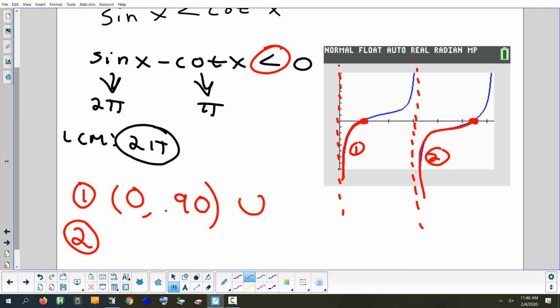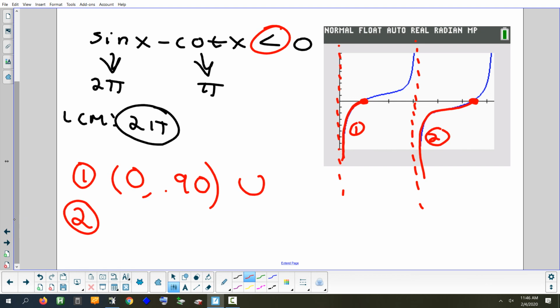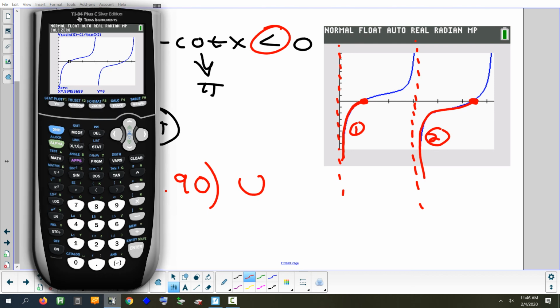Now we describe interval number 2. Even if you don't know the number yet, is the left edge of interval number 2 going to be including or not including? Why? It's another asymptote. Now I told you the asymptote would be easy to find. What's the width of that screen you're looking at? It's from 0 to what? 2 pi. Where does it look like the asymptote is? It's right in the middle.